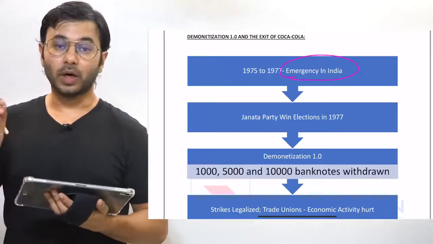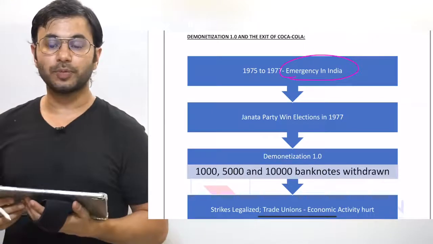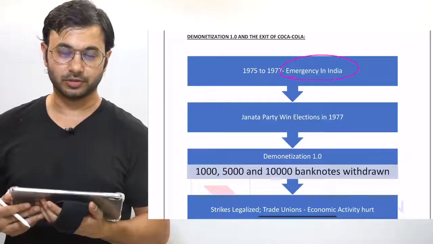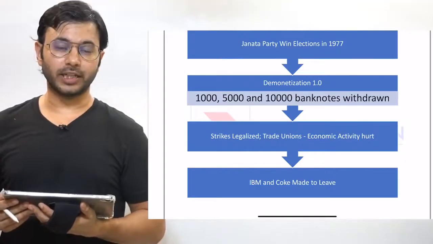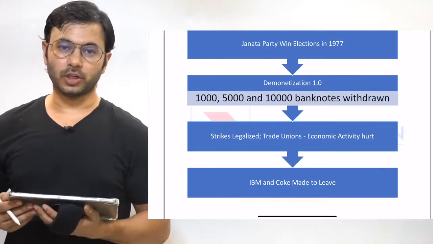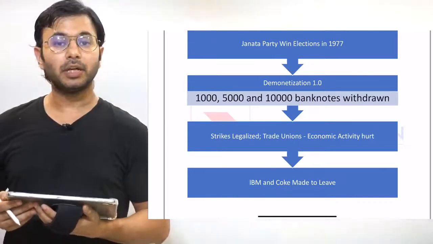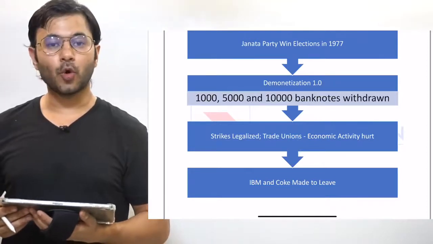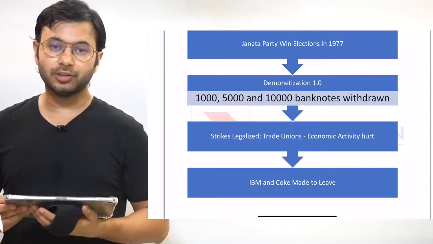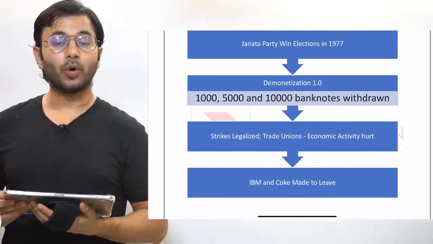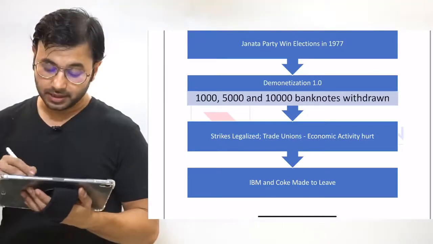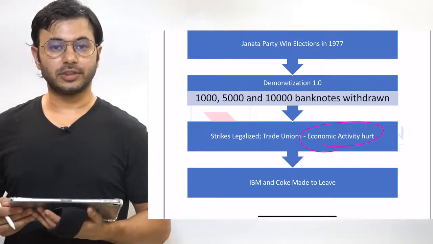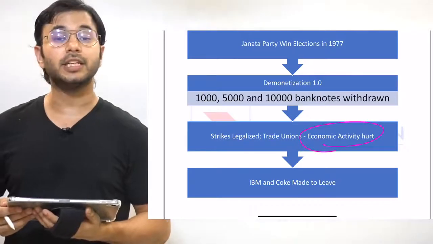Under this step, 1,000, 5,000 and 10,000 rupee notes were demonetized or ruled out of the system in the name of corruption. At the same time, some bad steps were also taken, one of which was to ask the foreign investors to leave the country, because some heavy regulations were put on them. As a result, companies like IBM and Coca-Cola left the country. Steps like legalization of strikes and trade unions were taken in the name of welfare, but they hurt the economy really badly, and that resulted in the ousting of the Janata Party after another election in the year 1980.